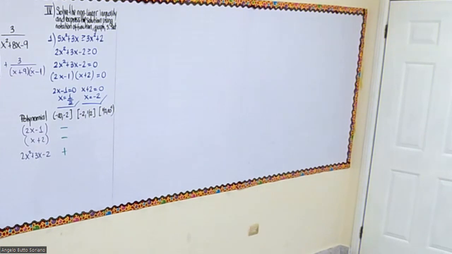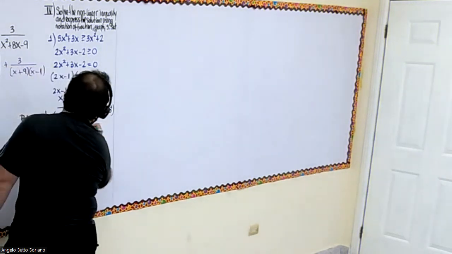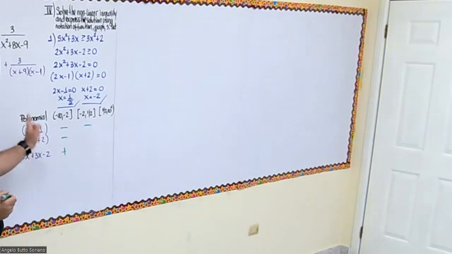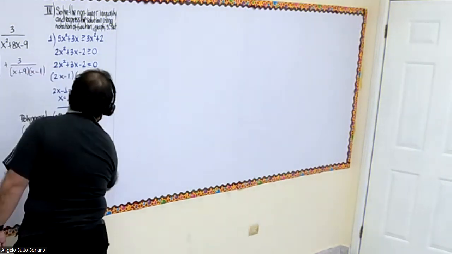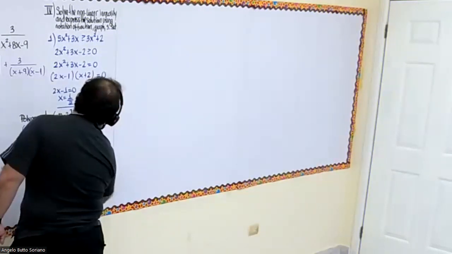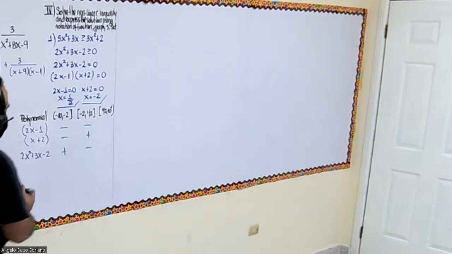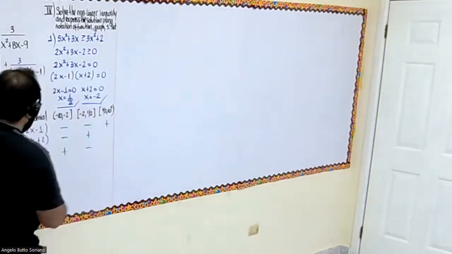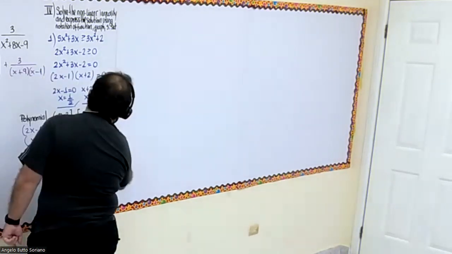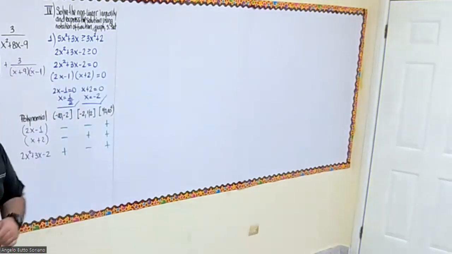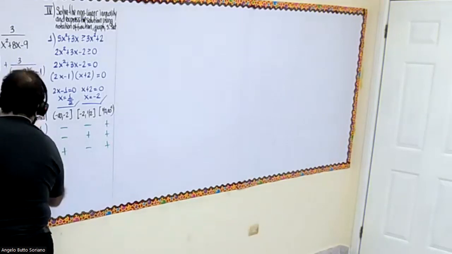The second one will be negative 2 until 1/2. You can choose the number 0. 2 times 0 is 0, minus 1 will be negative 1. So the answer will be negative. 0 plus 2 is positive 2. The answer will be positive. Negative times positive will be negative. And the last one, we can use the number 1. 2 times 1 is 2, minus 1 is 1, so we have positive. 1 plus 2 is positive 3. Positive times positive is positive. And we are creating the first table of signs.